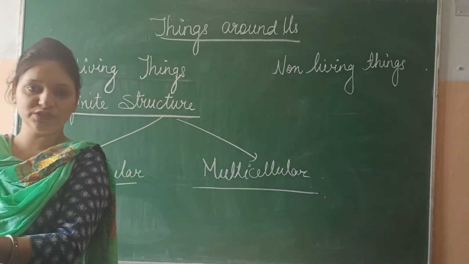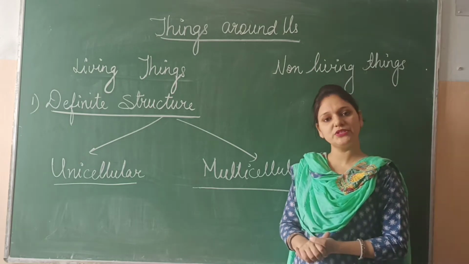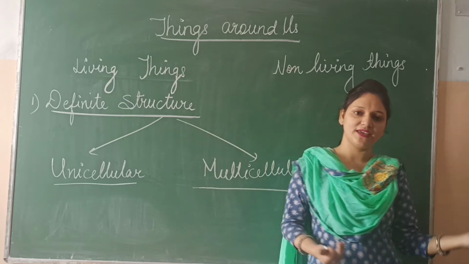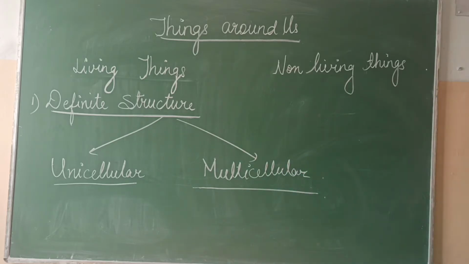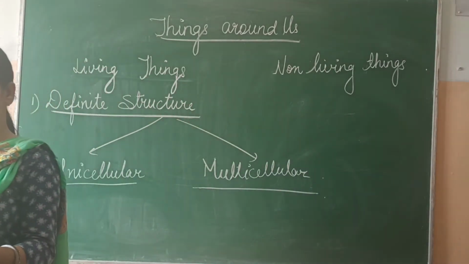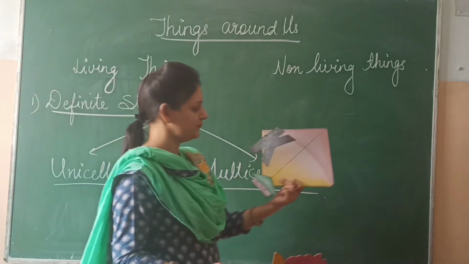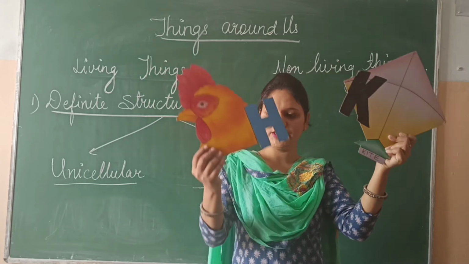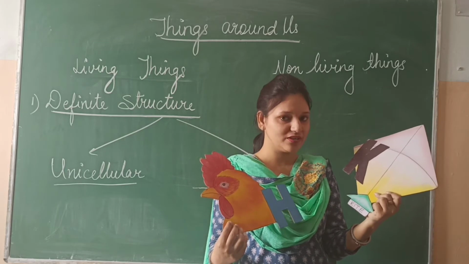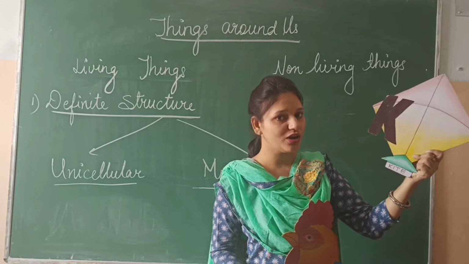Students, what you observed, what is the major difference between all the things which we observed? We observed that some of the things were living things, whereas some of the things were non-living. That means the things around us can be classified as living and non-living things. So let's have an example. If I show you the cutout of a kite and a hen, which one is a living thing? Obviously, all of you said hen, and kite is a non-living thing.